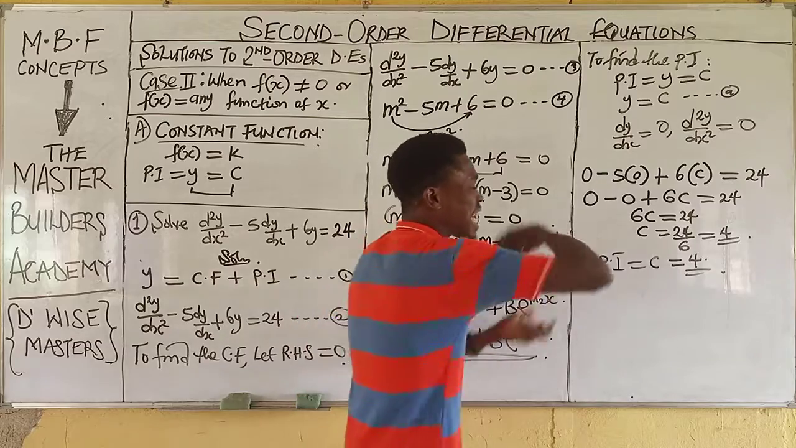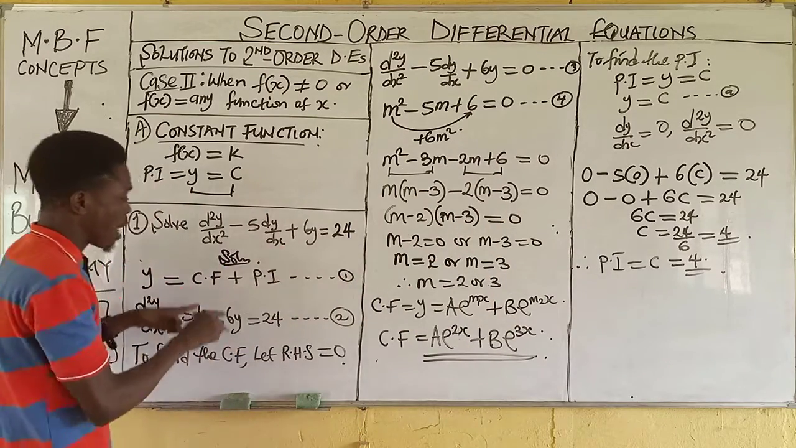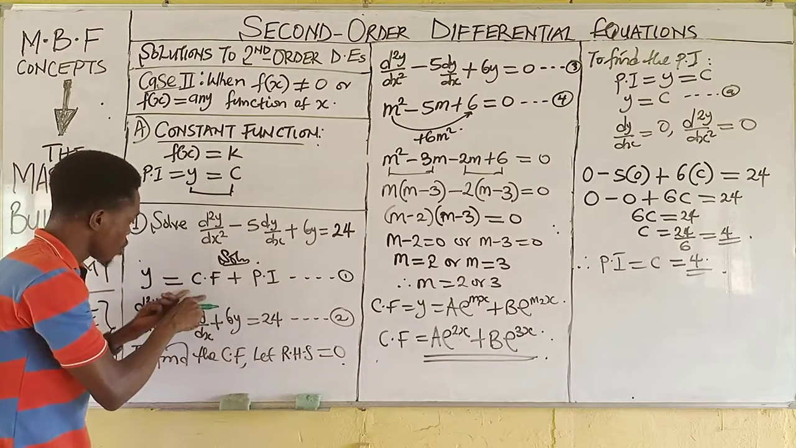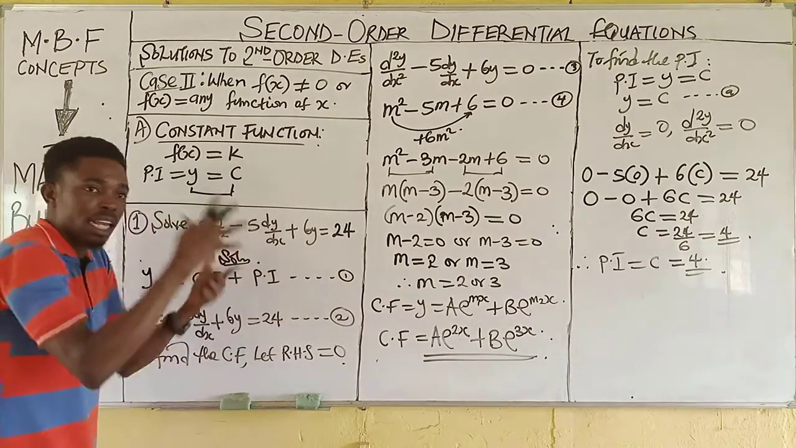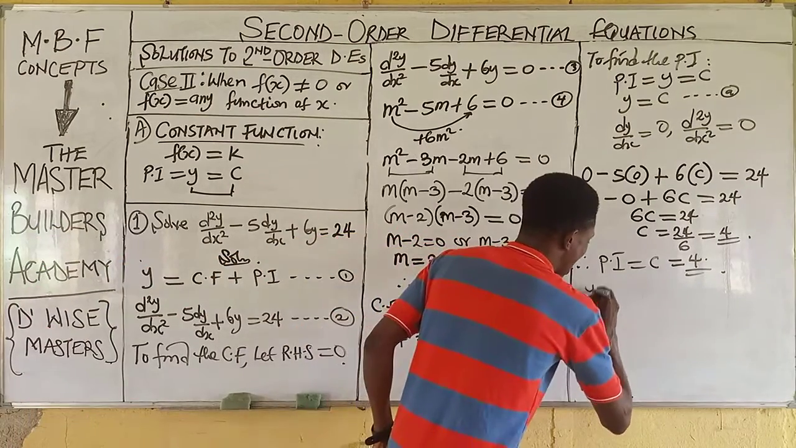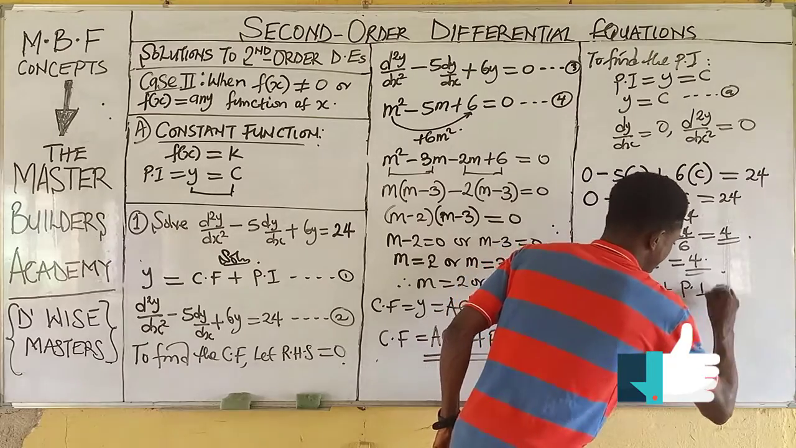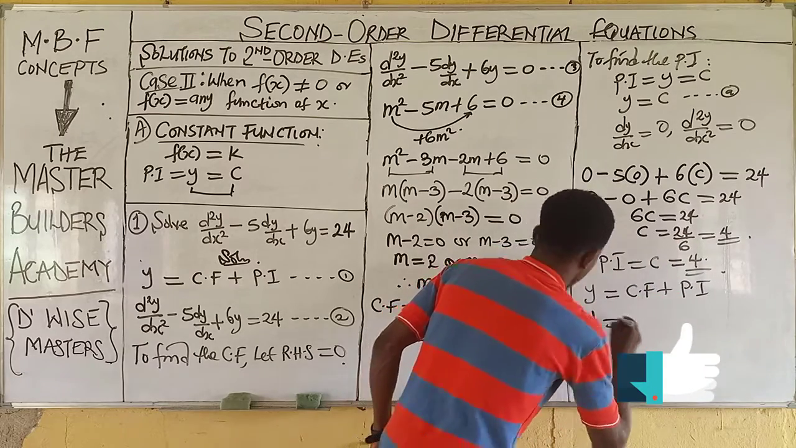Now, what will now be the general solution to this whole equation? The general solution to this whole equation would have been what? Our equation 1. All we just need to do now is to state equation 1, then impute the values. So from equation 1, we have that y is equal to complementary function plus particular integral. Now we have y is equal to that.